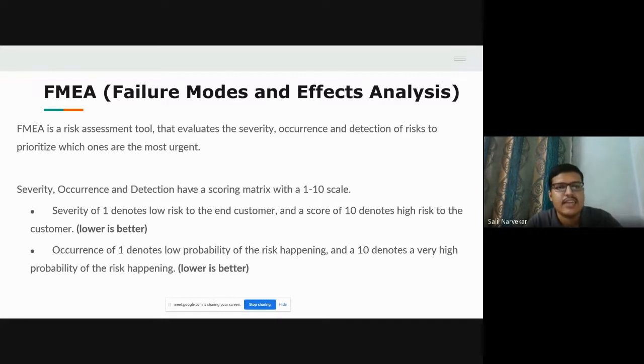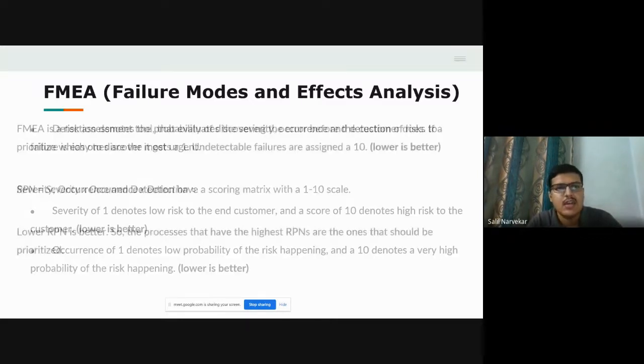In case of the severity, 1 is low risk, 10 is high risk, and low is better. In case of occurrence of defect, if it's a low probability of the risk happening, then it's 1. If there's a very high probability, then it's 10.